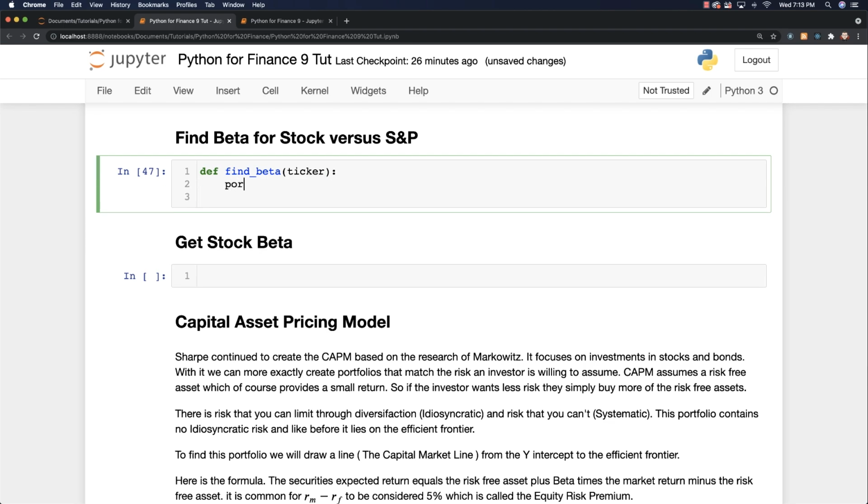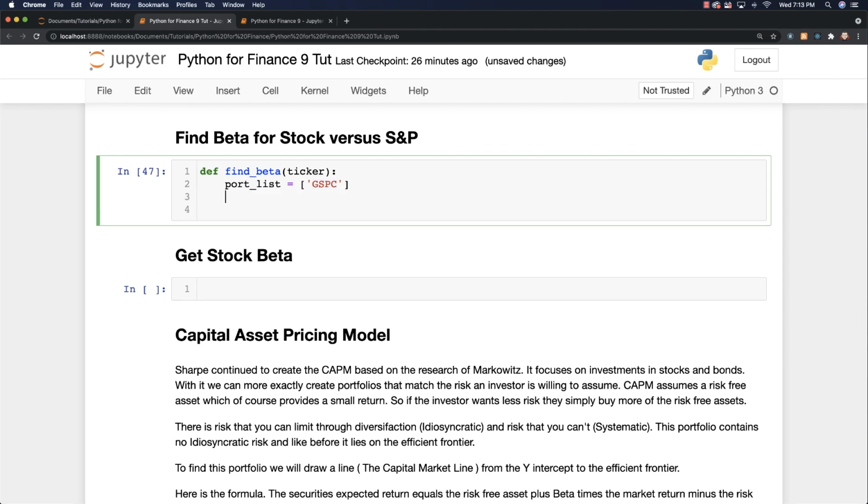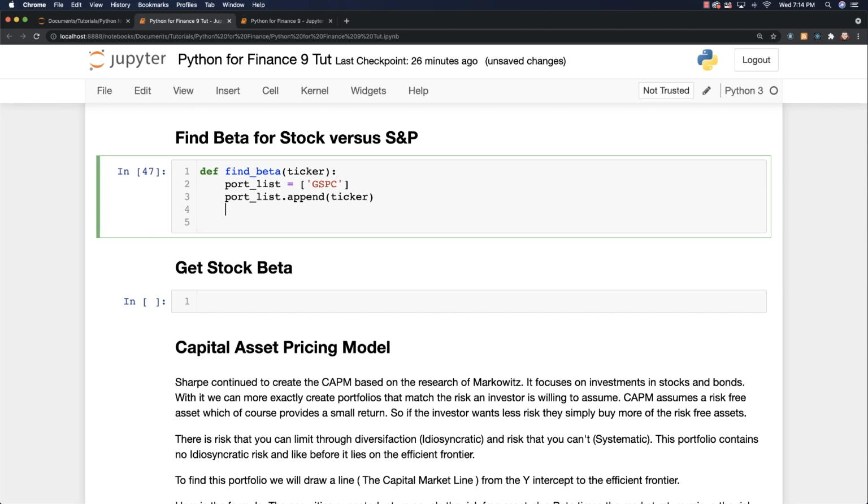So I am going to start off by going portfolio list is equal to, and I am going to put in my GSPC, that is the S&P 500, remember? And put quotes around that, of course. And then I'm going to say portfolio list and append, and it's going to append to this list whatever ticker is passed inside of here that we want the beta for.